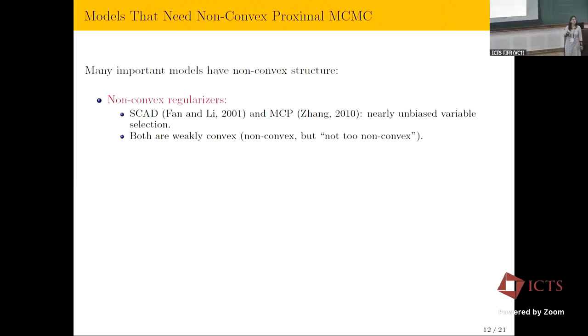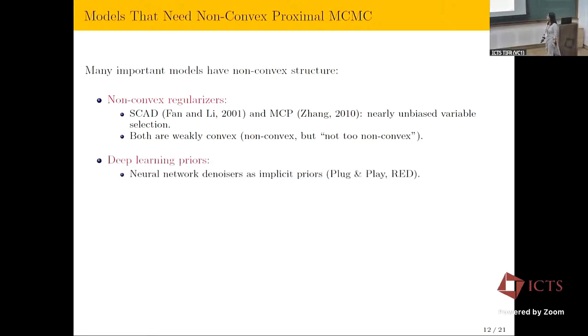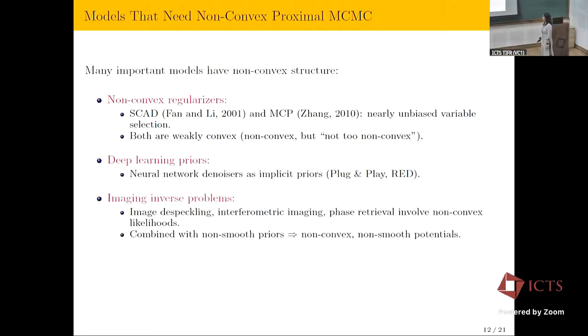These are very common penalty functions, and when I say penalty functions, you can think of them as priors as well, that are naturally going to be weakly convex, which I'll explain in a minute, but non-convex. There are also deep learning priors and neural network-based priors that are non-convex, but in some cases they have enough structure that you can do something with them from the point of view of convexity.